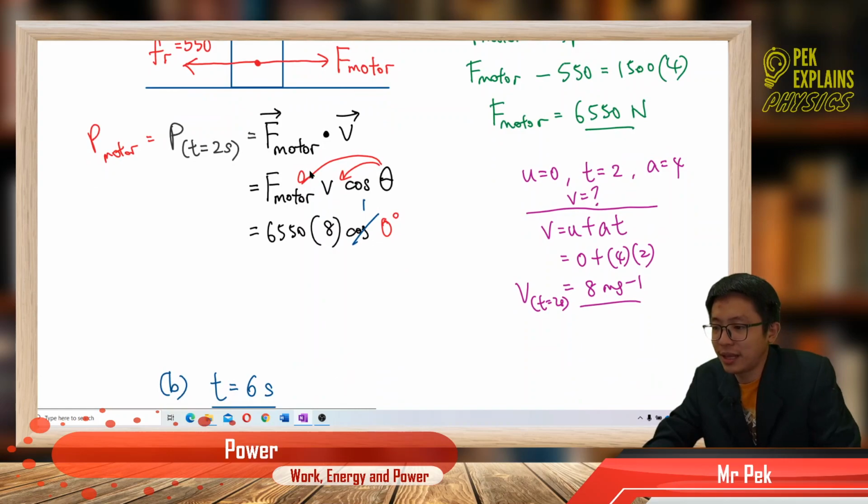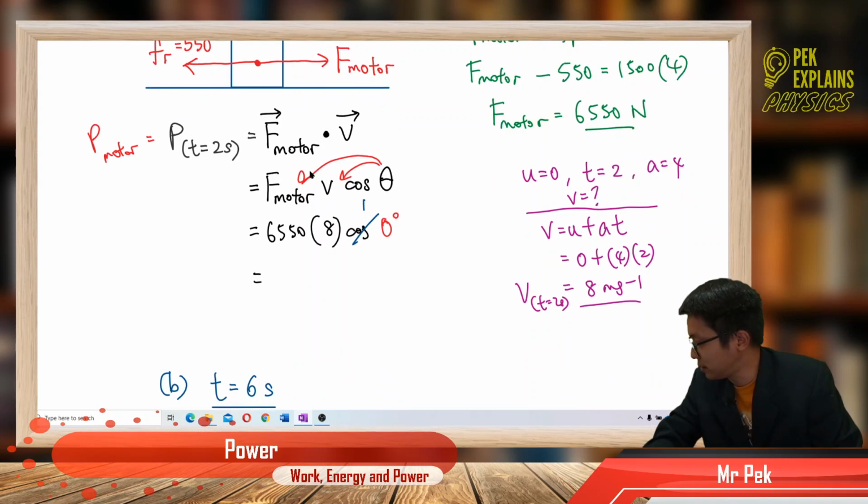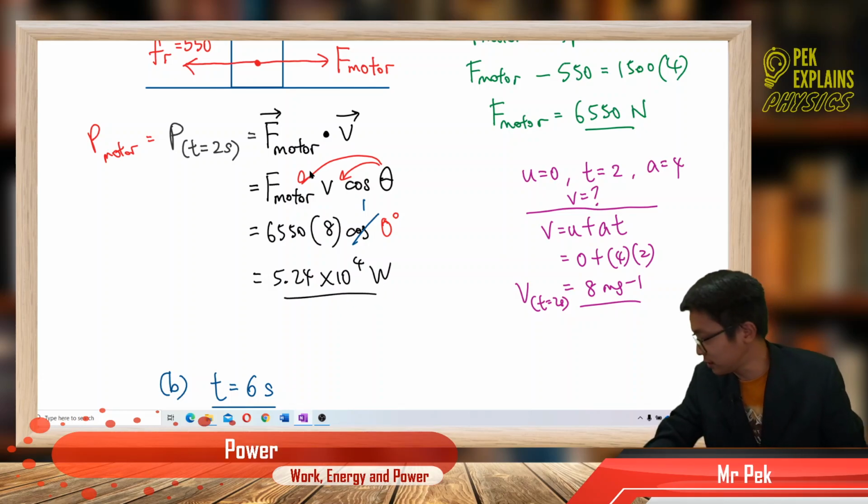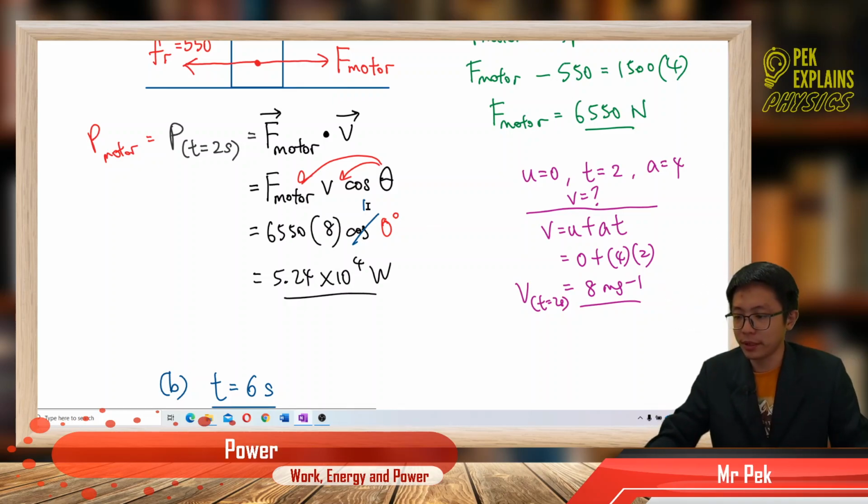So what's the answer you get? After multiplying, I get 5.24 exponent 4 watt. Yeah, that's the answer. That's the power at 2 seconds.